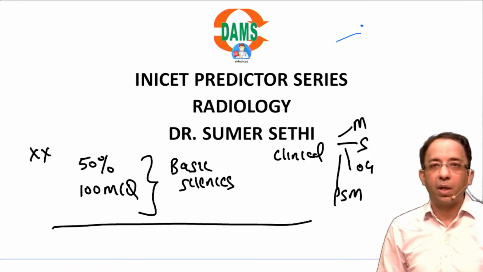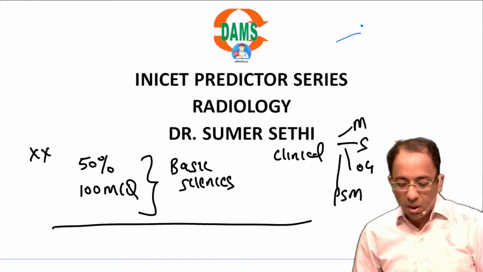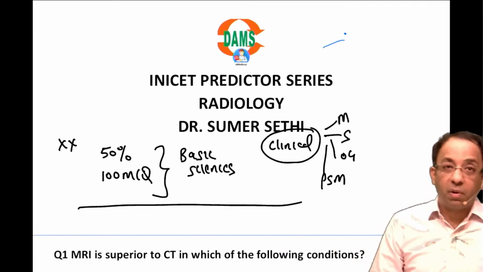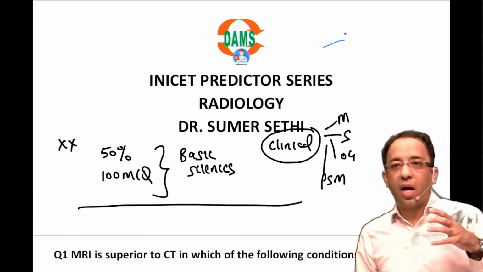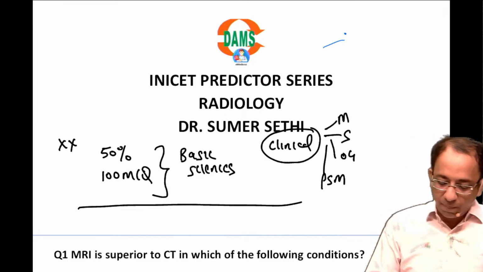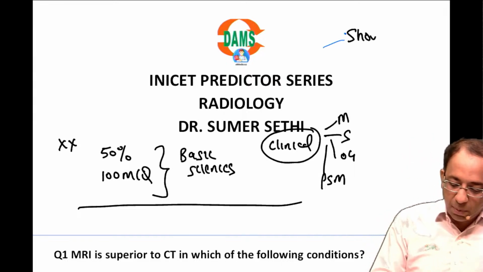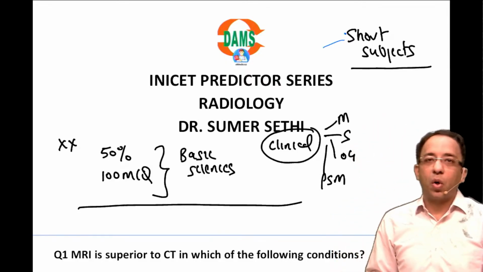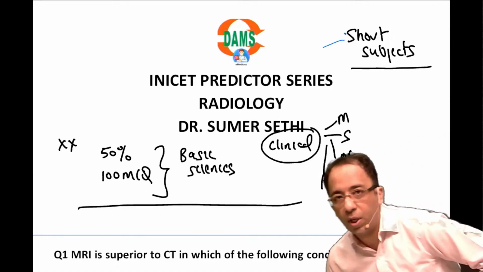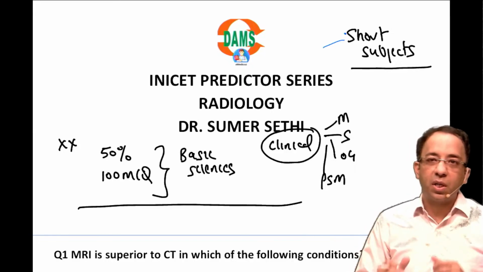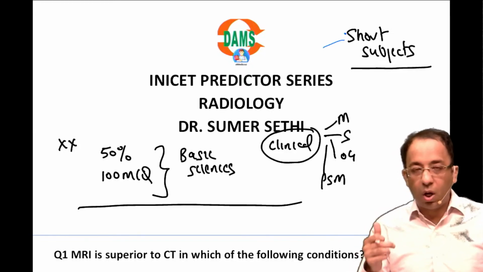They tend to give priority to these in a more integrated manner. Now my question to you is, if you are going to have the majority of the paper from the larger clinical subjects and your basic sciences, what is the status of the short subjects? The short subjects are represented less in the INICET paper. This is the first observation that I want you to know. The short subjects are given more weightage in your NEETPG exam, and less weightage in your INICET paper. So how do we tackle that?